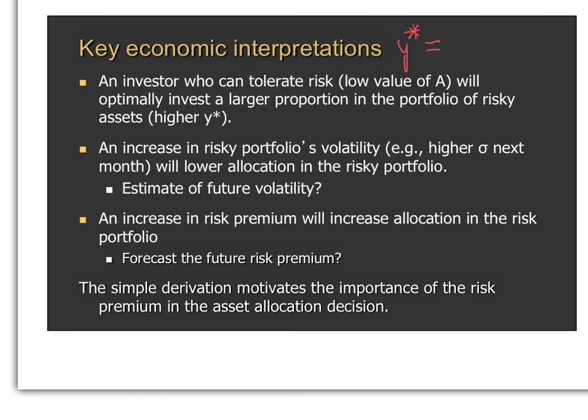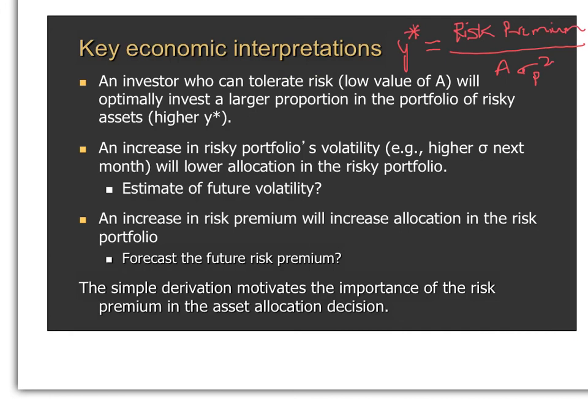So, for example, if the y star is 0.5, then it means that 50% of our wealth will be in the S&P 500, and 50% of our wealth will be in the risk-free asset. So the numerator of y star is the risk premium, which means that if we expect the S&P 500 to outperform the treasury bill by a larger amount over the next 12 months, then today we will invest a higher percentage of our wealth in the S&P 500.